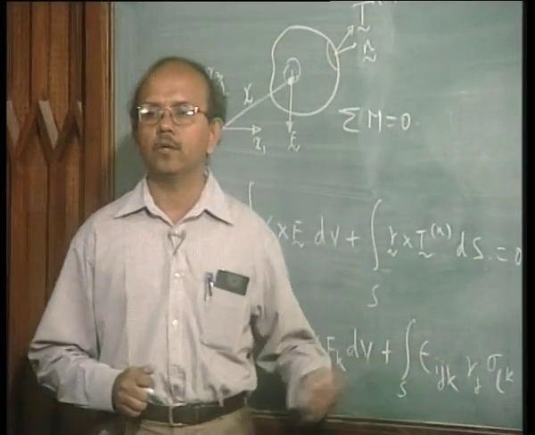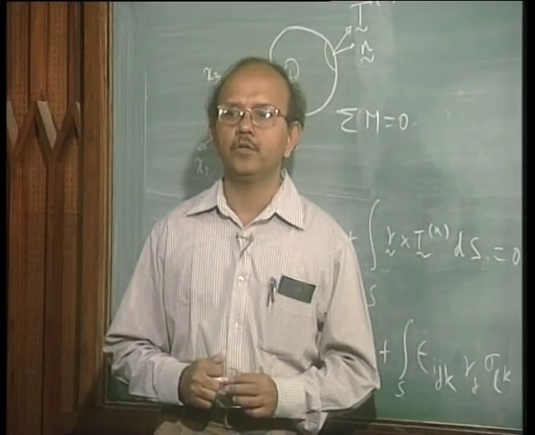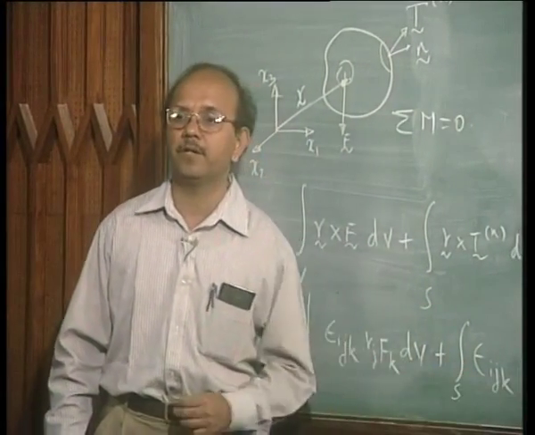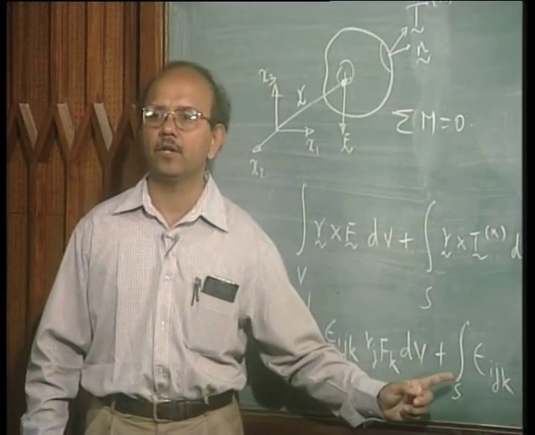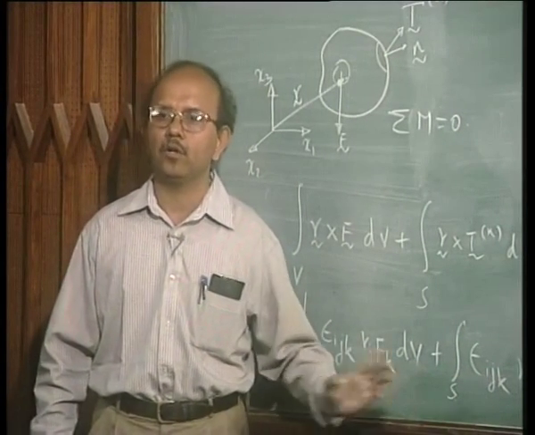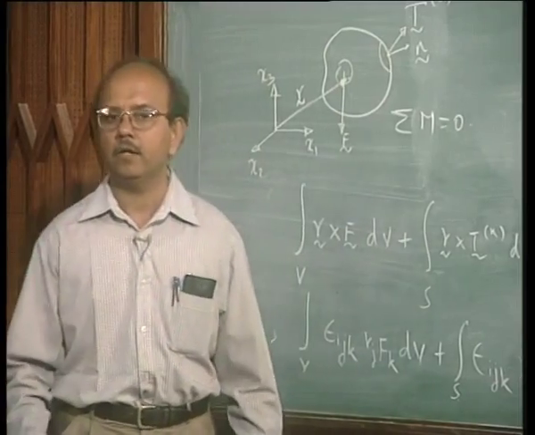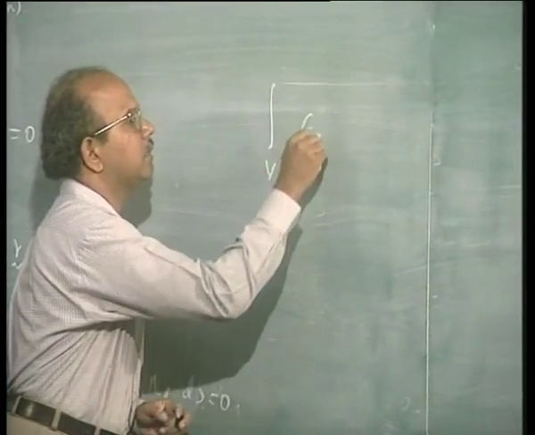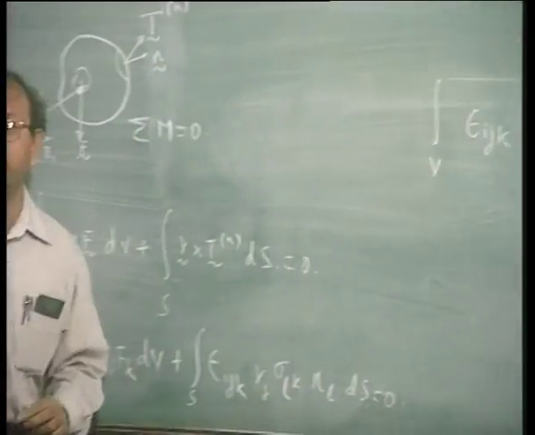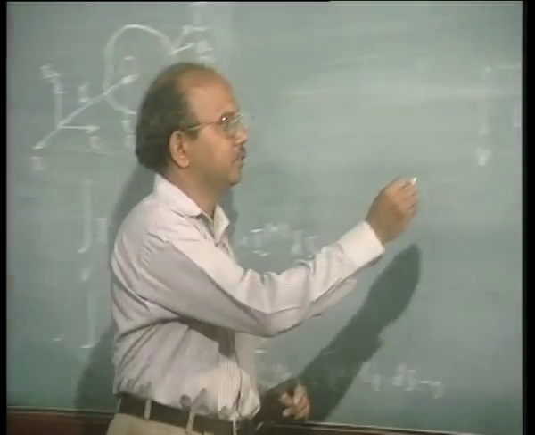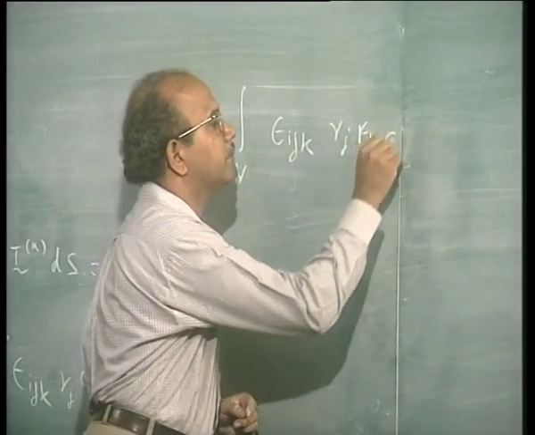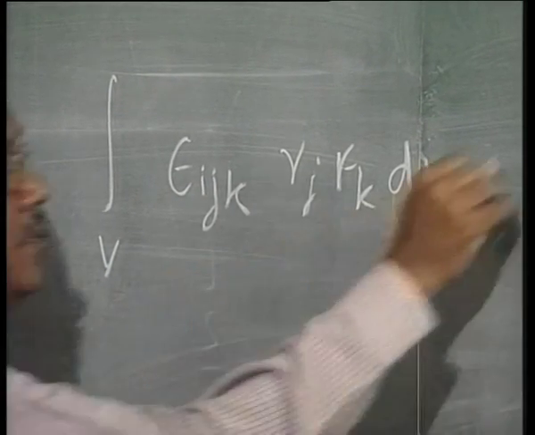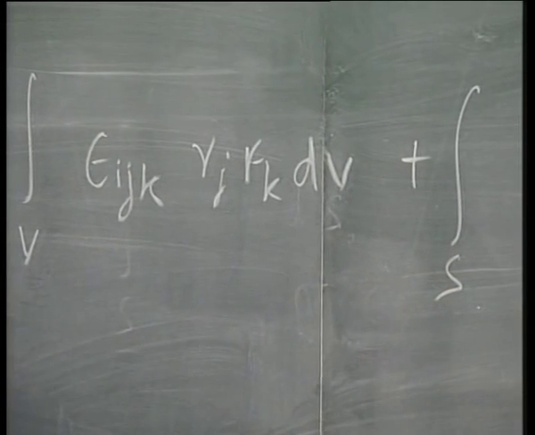Okay. Now we go ahead and apply divergence theorem to this particular part of the equation, because I want to convert the surface integral into volume integral. So let's write the first step here. Integral epsilon ijk rj fk dv plus, I'm not going to write that, so that you become familiar with it. Let's see what you have to offer to me.